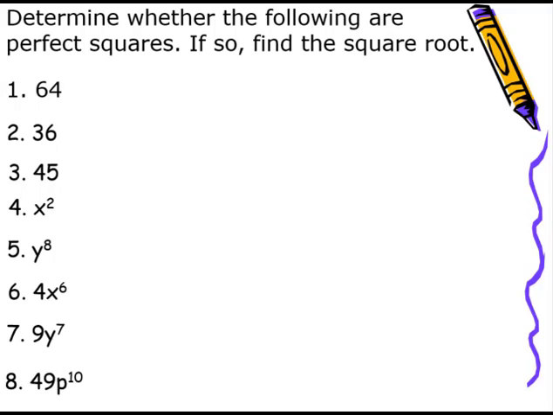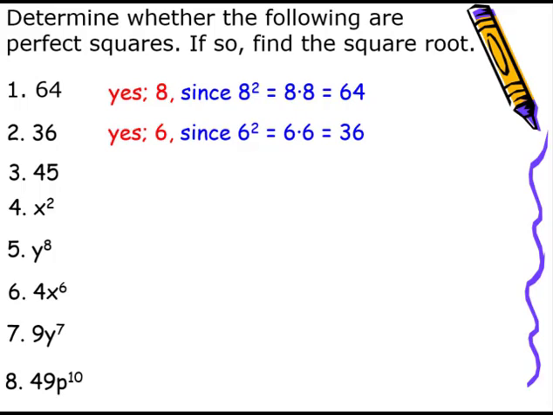Determine whether the following are perfect squares. If so, find the square root. 64, yes, is a perfect square because the square root of 64 is 8, since 8 squared is equal to 8 times 8, which is equal to 64.